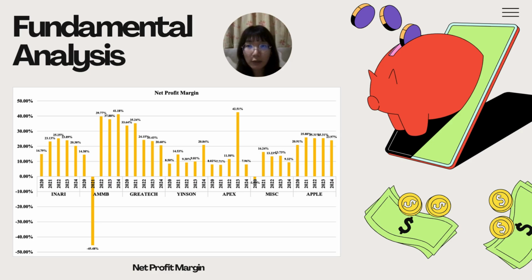AMMB had a big loss in 2021 with negative 45.48%, but recovered impressively to over 41% by 2024. Apex Healthcare peaked in 2023 at 42.51%, but dropped in 2024, likely due to the end of the one-time gain. Lastly, MISC showed a steady recovery after the small loss in 2020.